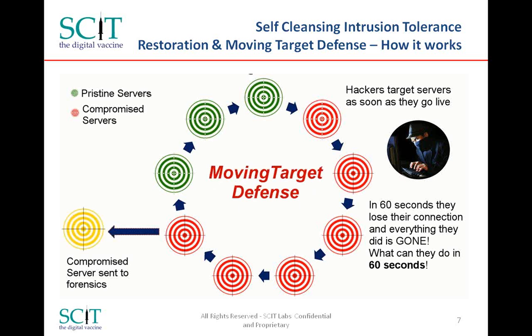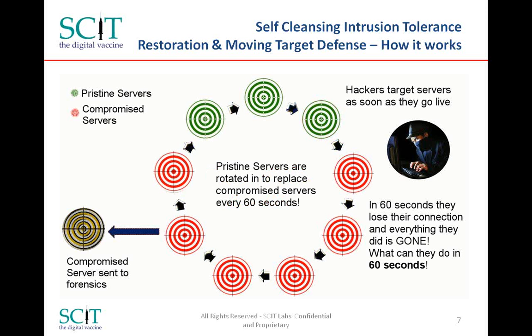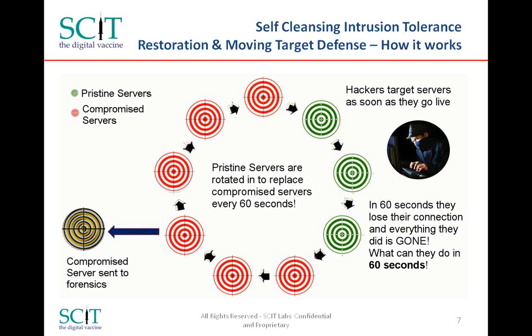We know that the attacker targets the servers as soon as they go live. But in 60 seconds, they lose connection, and everything they did is gone. The question is, how much damage can they do in 60 seconds?